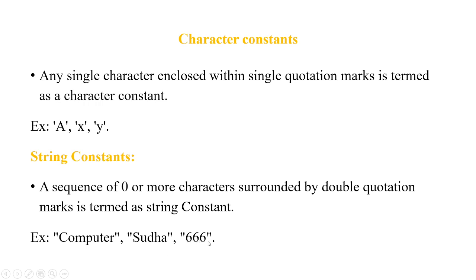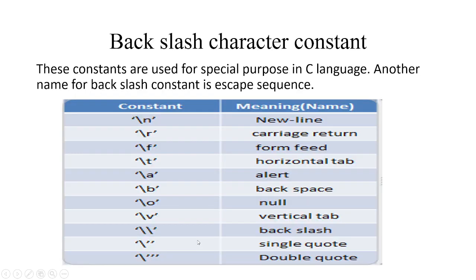Even here, the number 666 is enclosed between double quotation marks, and hence we can also call this a string constant. Now let us look at the special type of character constant, that is backslash character constants, or we can also call them escape sequences. These constants are used for special purposes. Another name for this backslash constant, as I said earlier, is escape sequence.